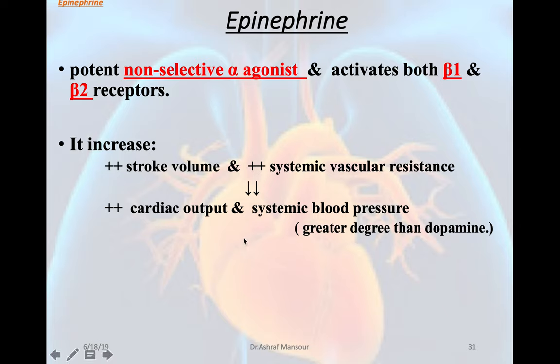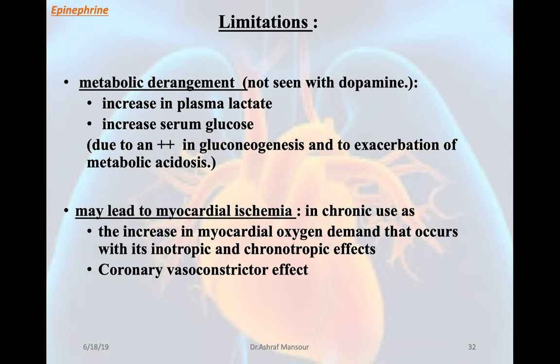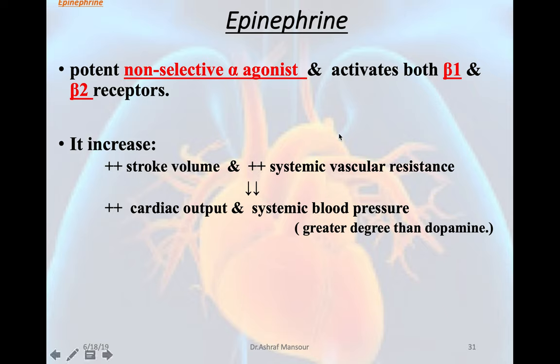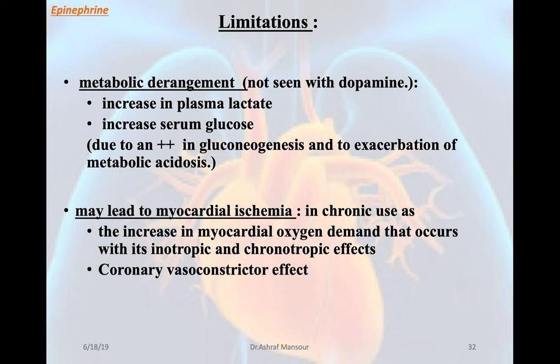It increases the stroke volume through the contractility of the heart, and increases the systemic vascular resistance also. So it increases the cardiac output and systemic blood pressure to a greater degree than dopamine. And as you see, it also works on the dopamine receptors. So it's important if you have severe hypotension and at the same time pulmonary vasoconstriction, pulmonary hypertension.